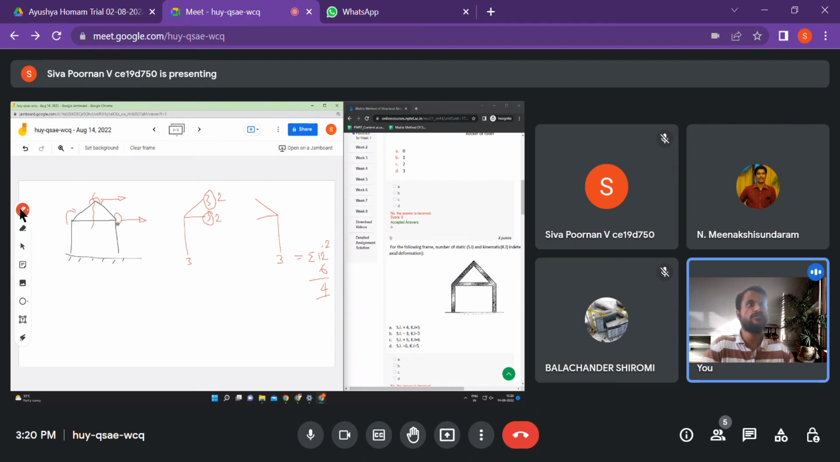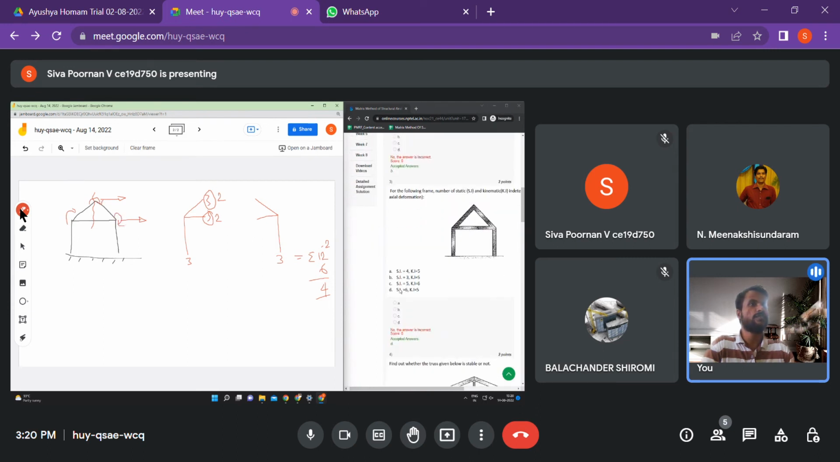So it takes us to 5. So the option is, I think we made a mistake in static indeterminacy. It is 6. So how do we get 6 here? 3 plus 3 is, okay.